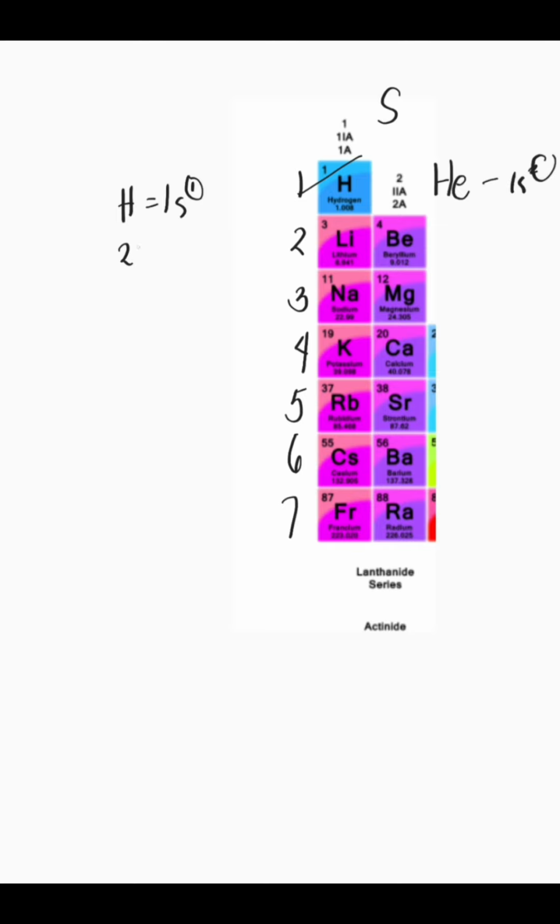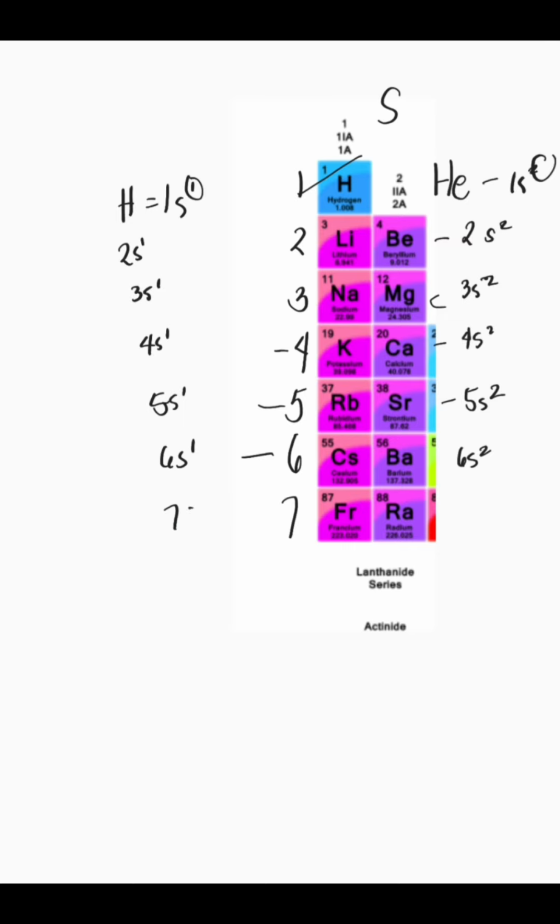Si lithium, 2s1. Si beryllium, 2s2. Si sodium, 3s1. Si magnesium, 3s2. Si potassium, 4s1. Si calcium, 4s2. Tama. Si rubidium, 5s1. And then si strontium, 5s2. Si cesium, 6s1. Si barium, 6s2. Si francium, 7s1. Si radium, 7s2.